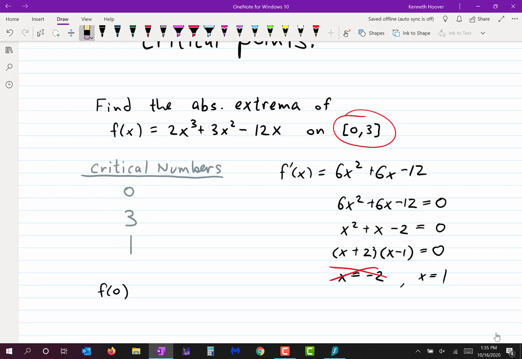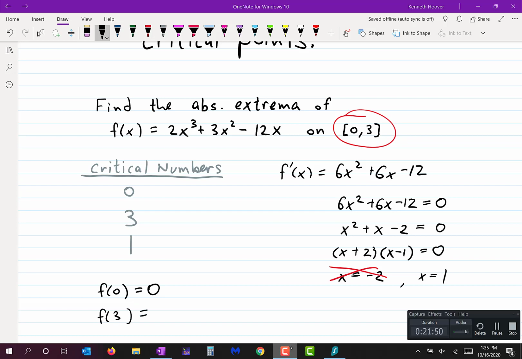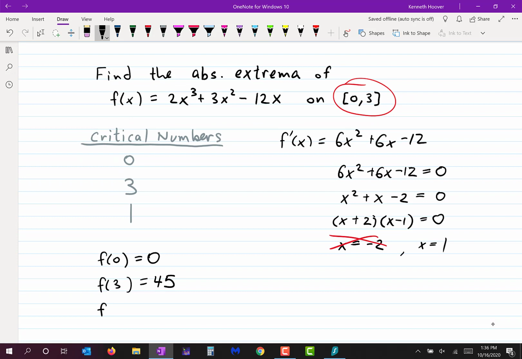So let's just see. F of 0 equals, well, I notice that that would be 0. F of 3 would equal 45. And f of 1 would equal negative 7. So our absolute maximum value is 45, and it occurs when x equals 3. Our absolute minimum value is 0, and it occurs when x equals 0.